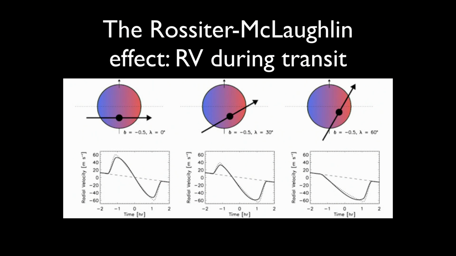All right, so the Rossiter-McLaughlin effect. We've talked about the transit method and the radial velocity method, and the Rossiter-McLaughlin technique combines the two. So it's neat, it's both of them at once. What the Rossiter-McLaughlin effect is: you start from a system where a planet transits in front of the star. You know that the planet transits.